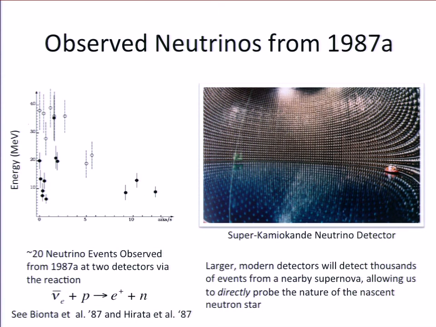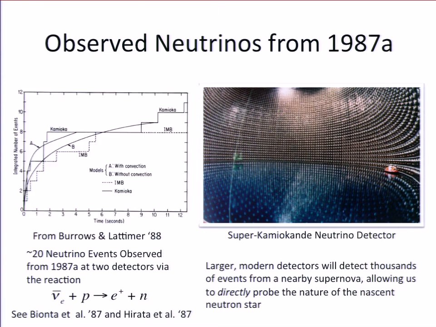That's nice, and you can compare it to a cooling model, and you see that it's reasonably consistent. These two black lines here are the integrated number of events, and these stepped lines are from Kamiokande and from the IMB, and you can compare that to these two models of proto-neutron star cooling. You see they're reasonably consistent, although A and B are very different models, and they're both consistent with the data, so you maybe can't distinguish between particular models.